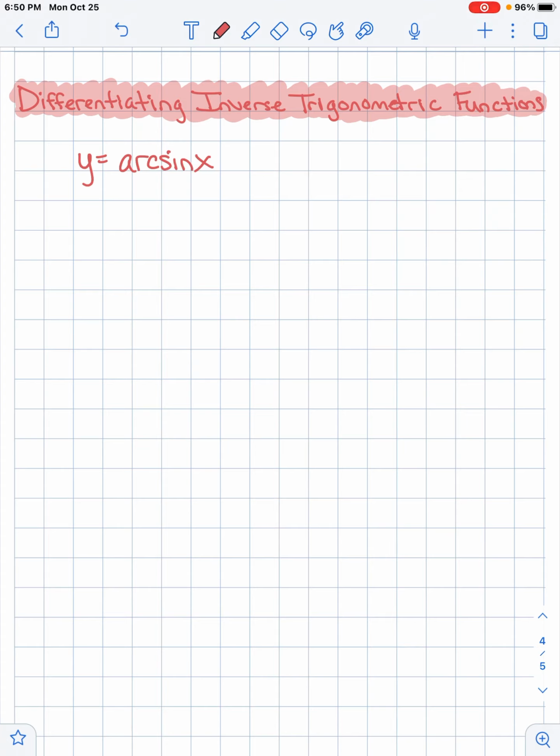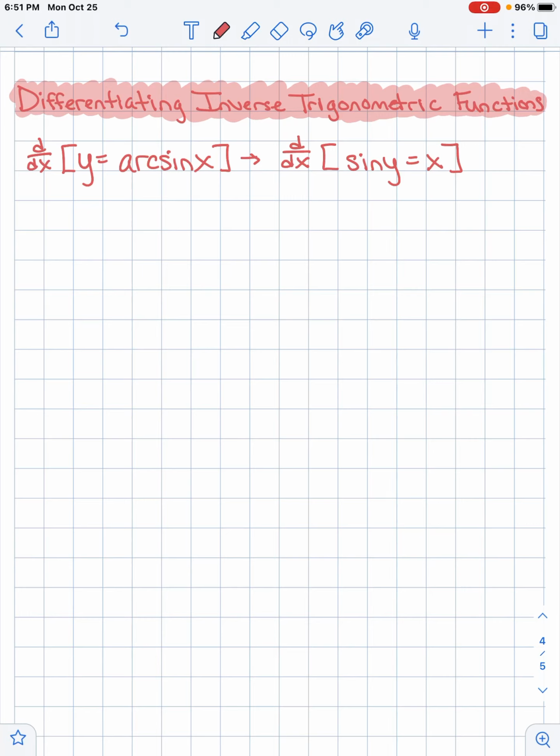So for example, if we say y is equal to the arcsine of x, and I'm asking you to find the derivative, what we're looking for is dy/dx. Well, we don't know how to do it right from here, but what we do know is that this can be rewritten as a sine function instead of an arcsine function. So this is the same thing as saying the sine of y is equal to x. We can find the derivative of sine y equals x.